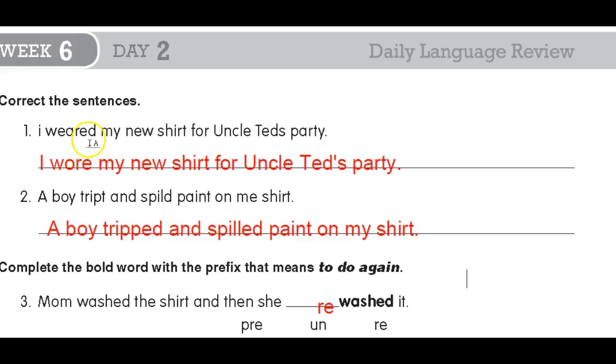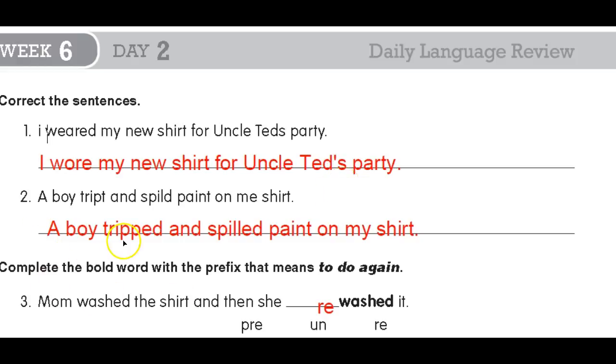So normally to make a verb in the past tense, you put an ed on it, but not always. So there are some verbs that are irregular, and this is one of them. We don't say I weared, we say I wore, and I needs to be capitalized. My new shirt for Uncle Ted's party. And Uncle Ted's should have an apostrophe S because the party belongs to Uncle Ted.